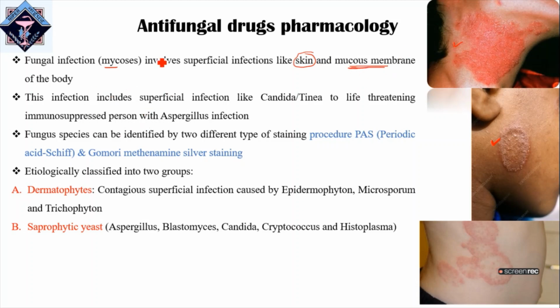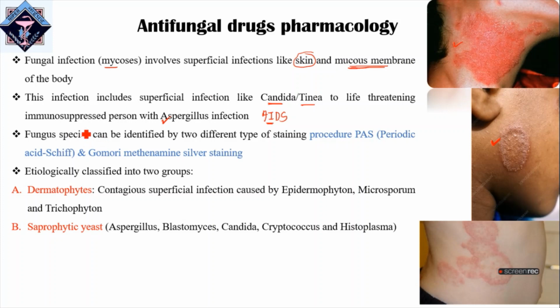So this fungal infection includes infection caused by different fungal species like Candida and Tinea, and that can cause a severe fungal infection, which can even cause death in some patients. If I give an example, like in case of AIDS, the immune system of the patient has been compromised. So due to this, these patients have a high chance of being affected by a fungus called Aspergillus. So Aspergillus fungal infection is very common in AIDS patients.